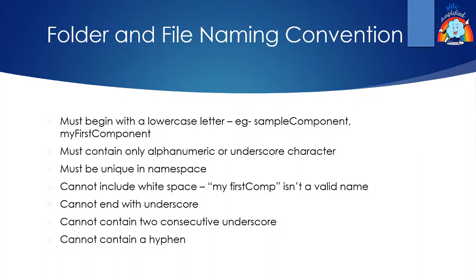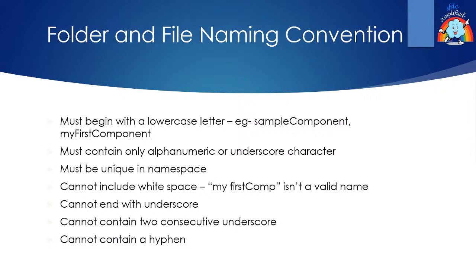So once we are creating the Lightning Web Component, the name must begin with a lowercase letter. So even if you put hello with a capital H, it will still create the Lightning Web Component hello with a small h. So you can just try it. Then it must contain only alphanumeric or underscore characters. Then it should be unique in the namespace.